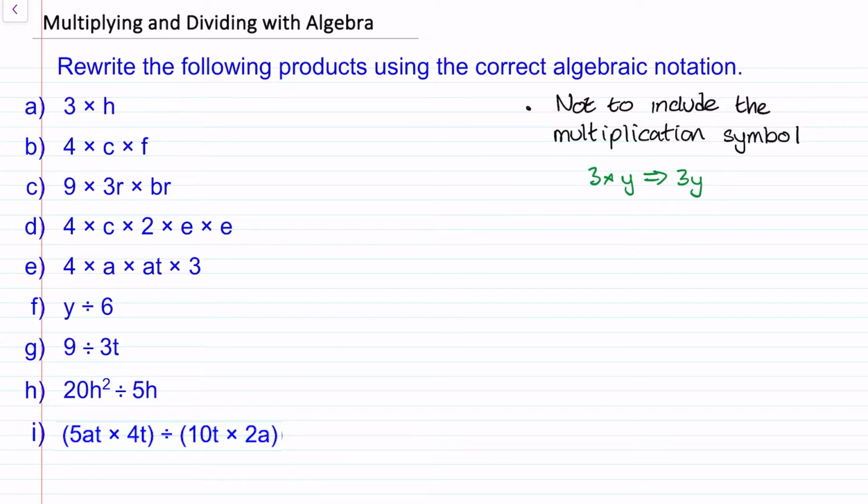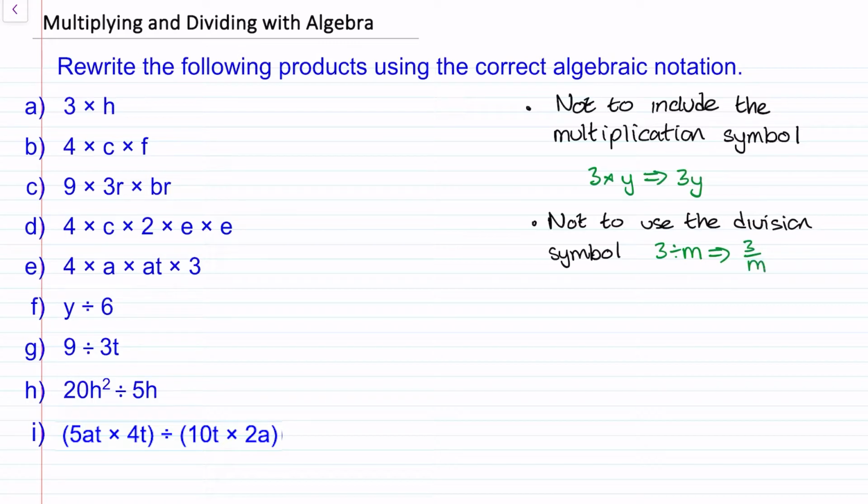The second rule, not to use the division symbol. So for instance, if we have 3 divided by m, we write this as 3 over m. So we write divisions as fractions. Another example, if we had m divided by 3, we would write it as m over 3.